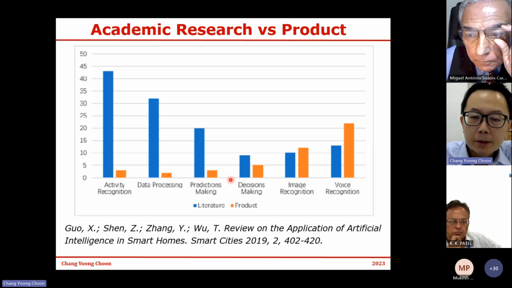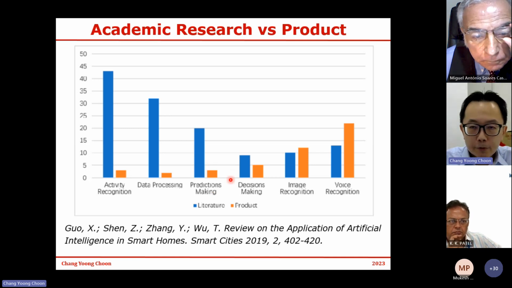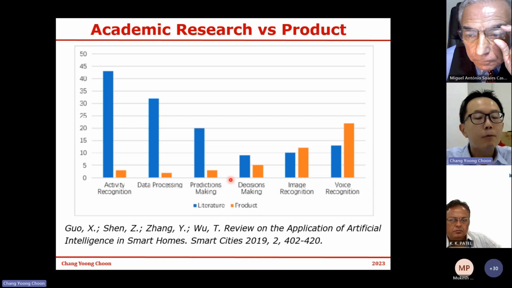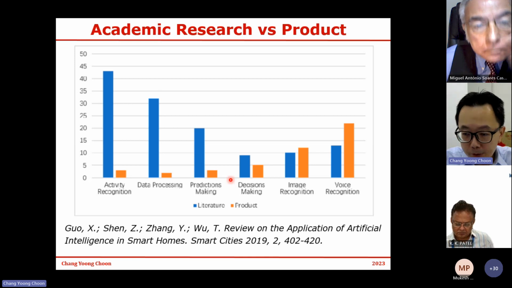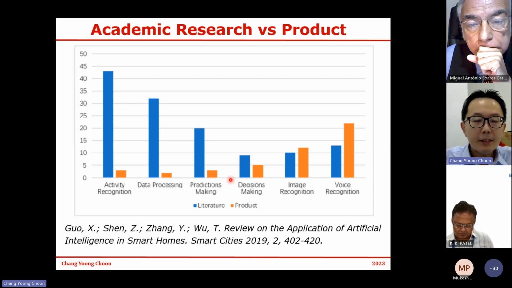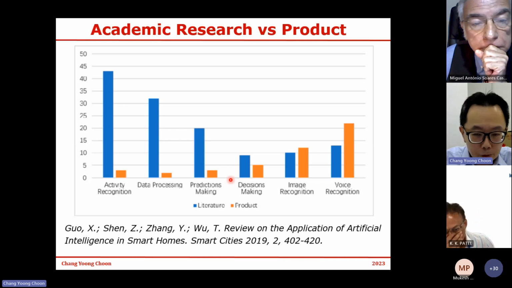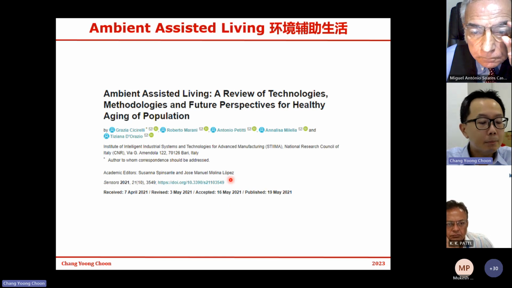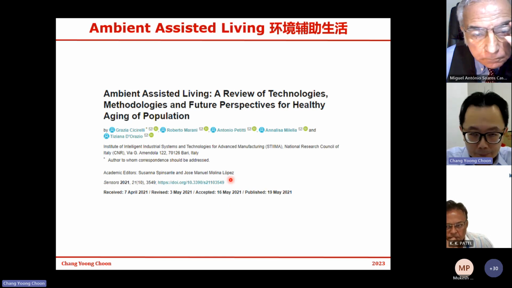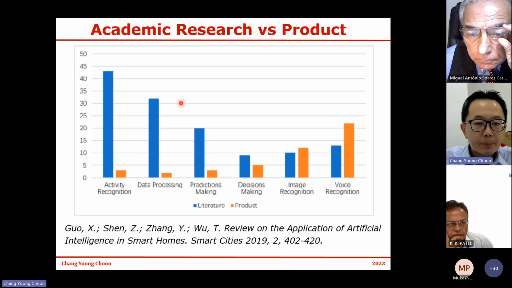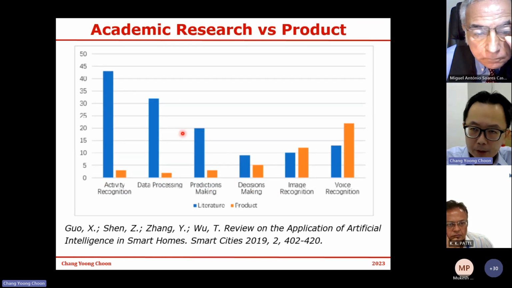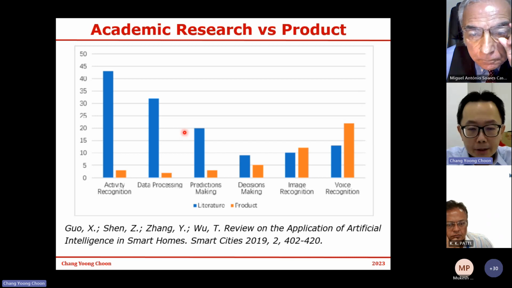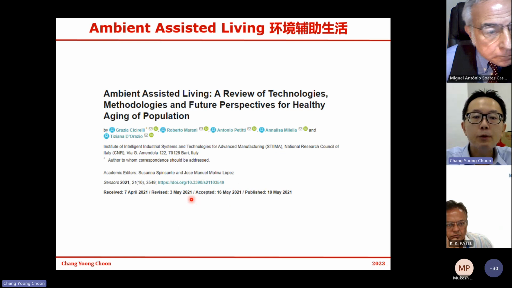Prediction making is like the artificial intelligence smart home system predicting what we are going to do next. It is basically not for young people like you and me. It is probably targeted at something we call assisted living. So how do we use artificial intelligence, for example deep learning? We analyze the data and predict what the elderly will do next.